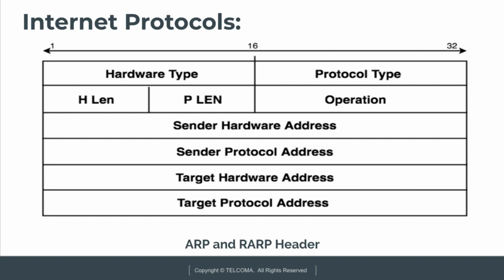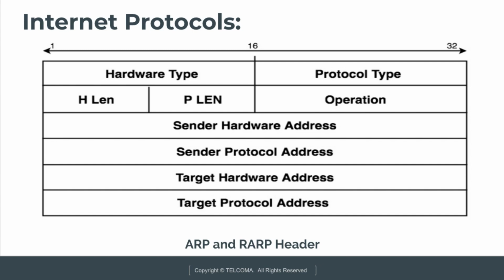Next is the message format, or the ARP/RARP header. RARP and ARP have the same packet structure. Here these are the fields of this packet, and it is 32 bits long. The first one is hardware type. It is a 16-bit field, and it specifies the type of hardware address, like for Ethernet it uses the value 1. Protocol type is also a 16-bit field, and it specifies the type of protocol address, like for IPv4 it gives the value 0x0800.